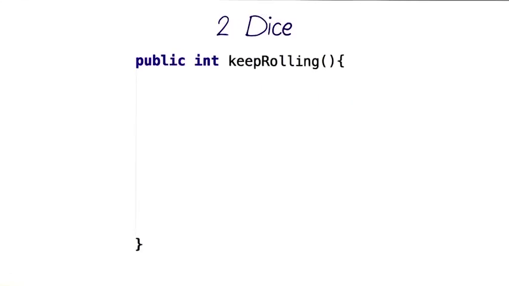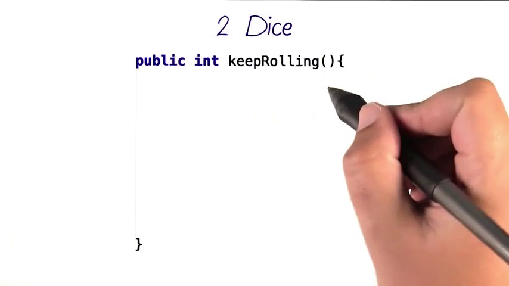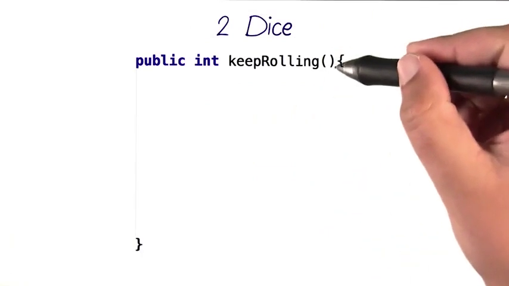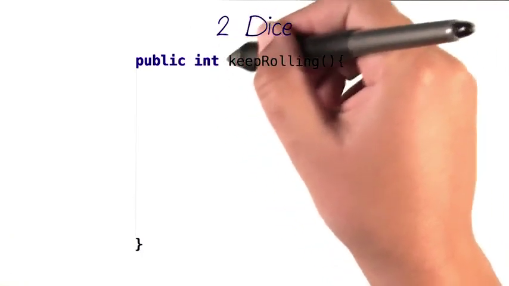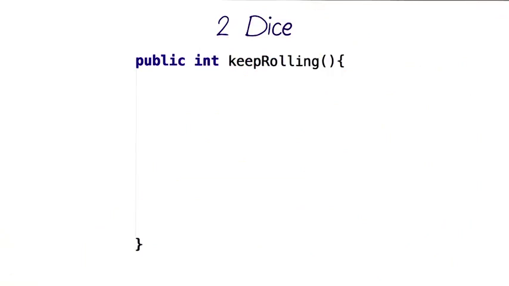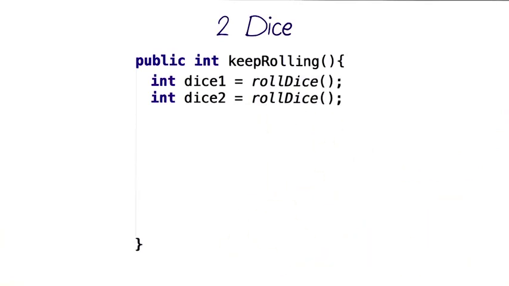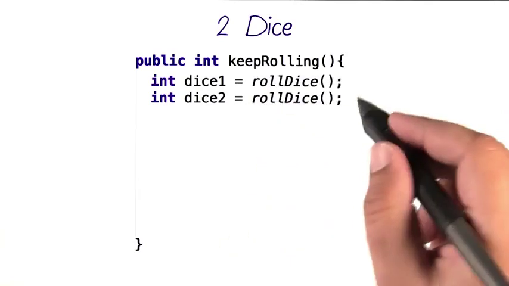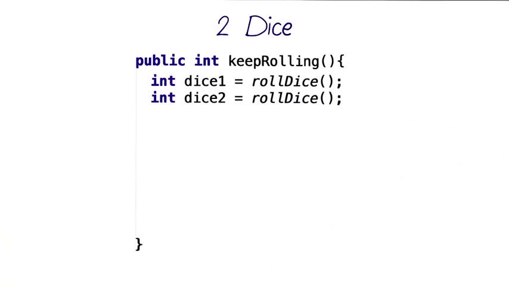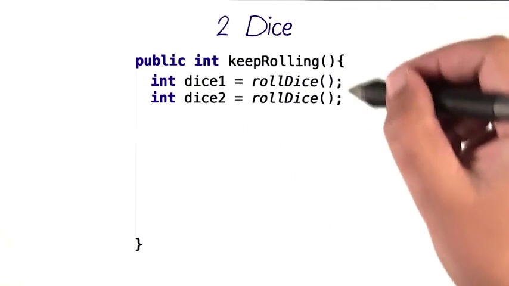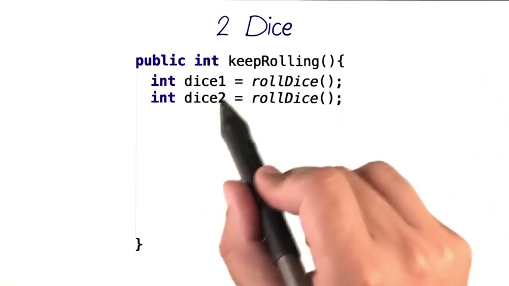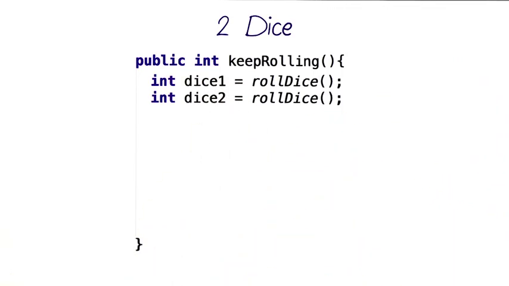To count the number of rolls needed for 2 dice to match, we will be declaring this function called keepRolling. It doesn't take any input arguments, and it returns an integer value, which is the number of rolls needed. To simulate the dice rolling, we'll be using the function rollDice that we've created in the previous lesson. RollDice returns a random number between 1 and 6, which basically simulates rolling a dice. Here we're calling it twice and setting them into the variables dice1 and dice2.